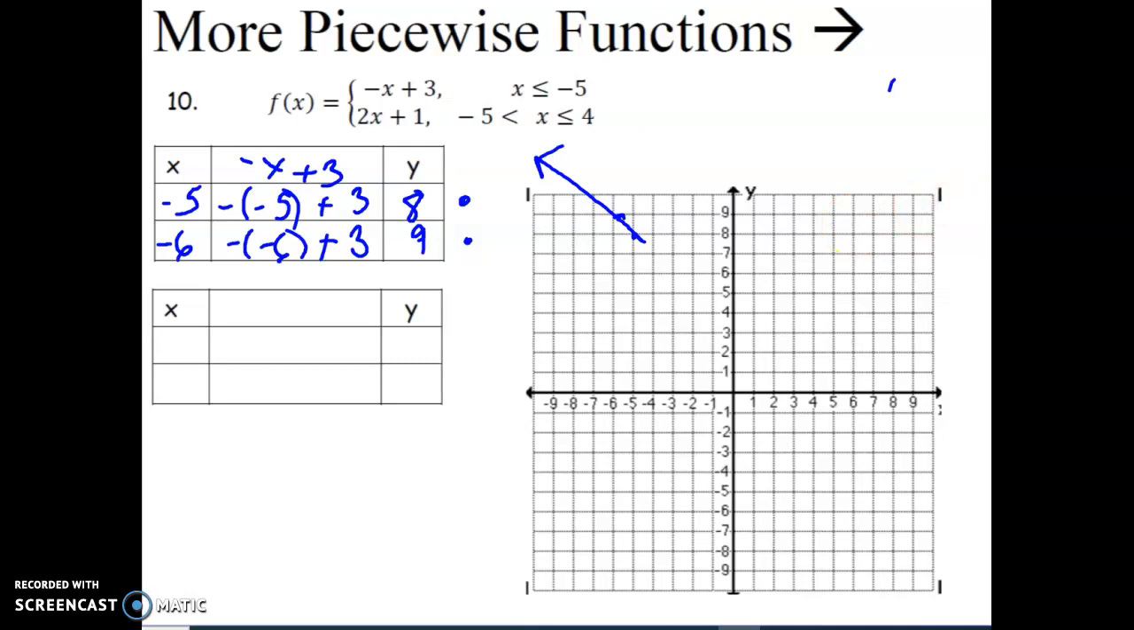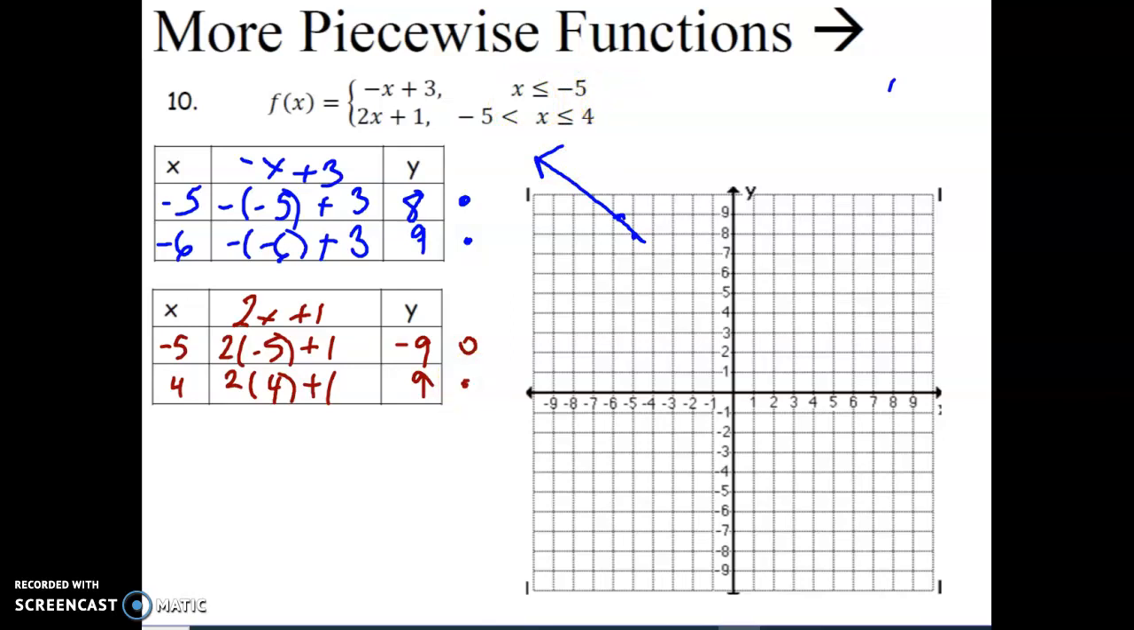Okay, let's do the bottom one. So I've got 2x plus 1 as my bottom function, and my x values are -5 and 4. I don't have a choice on that because I have to use the starting point and the stopping point. Okay, let's substitute those in there. 2 times -5 plus 1, so we get -9. And 2 times 4 plus 1, that's going to be +9. All right, on -5, I should have an open circle. And on 4, I should have a closed circle.